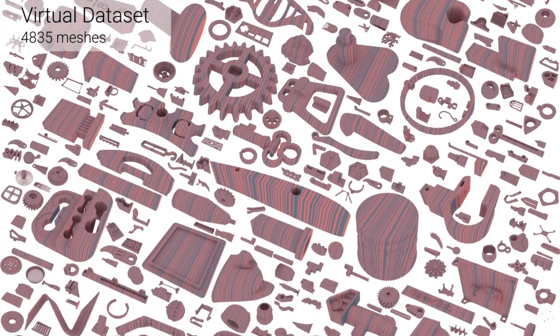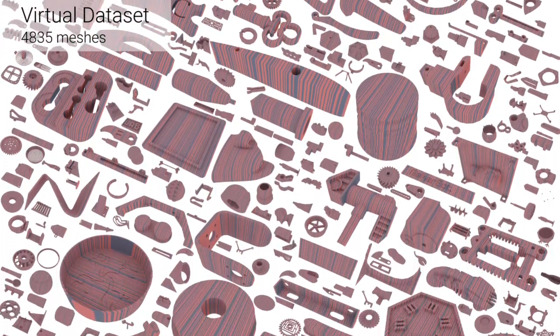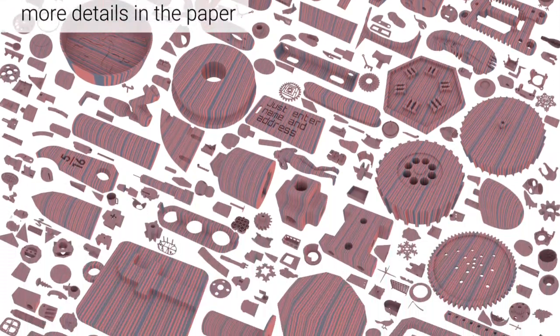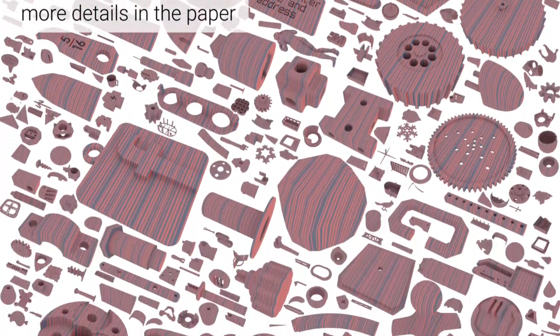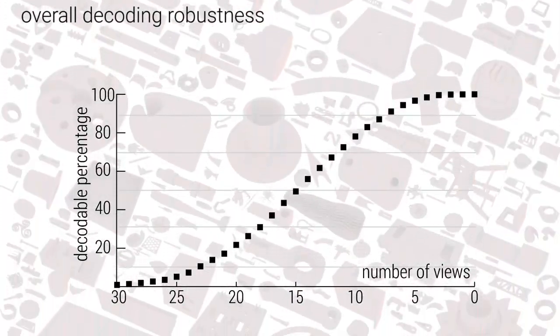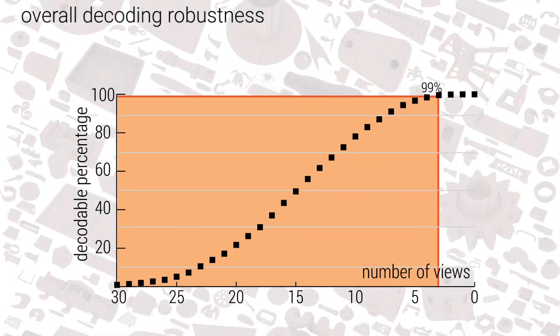In addition to these physically fabricated examples, we also test our algorithm on a virtual dataset with 4,835 meshes. For all the detailed experiments that we perform, please refer to the paper. Here we highlight two experiments. We attempt to decode each mesh from 30 unique viewing angles and find that 99% of our tested shapes can be successfully decoded.